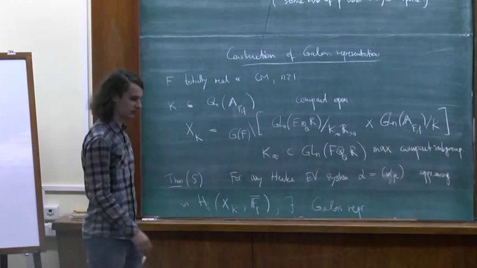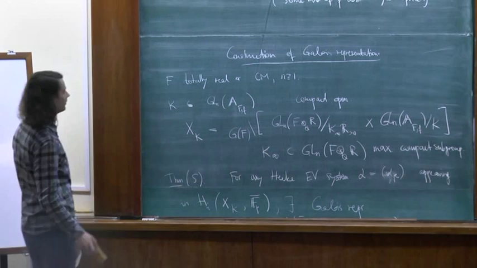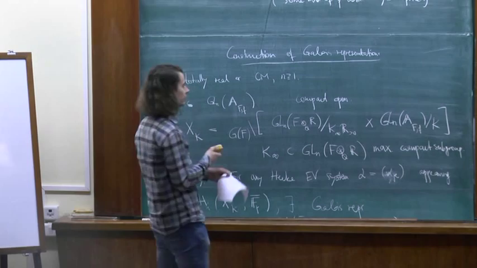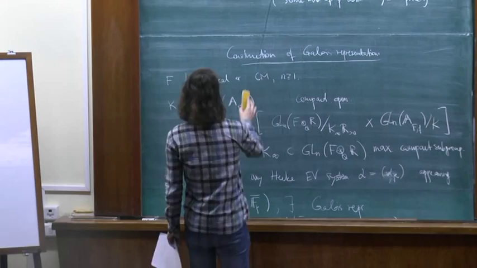One advantage of adic spaces is that you can make sense of adic spaces which are not of finite type. If you restrict attention to adic spaces of finite type, then they are equivalent to rigid analytic varieties, but you can look at larger spaces. And this will become critical in a second.